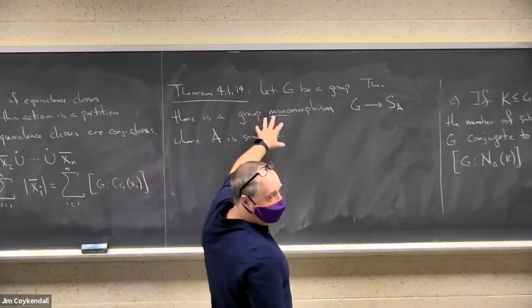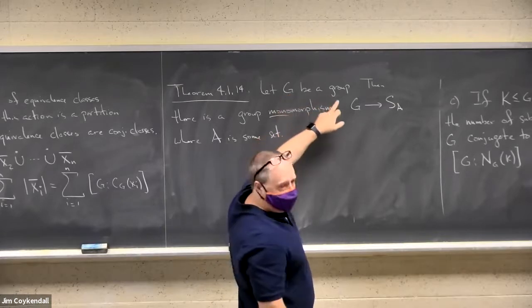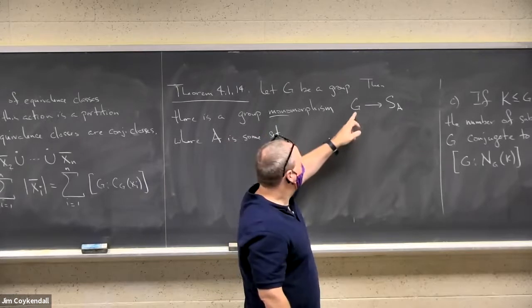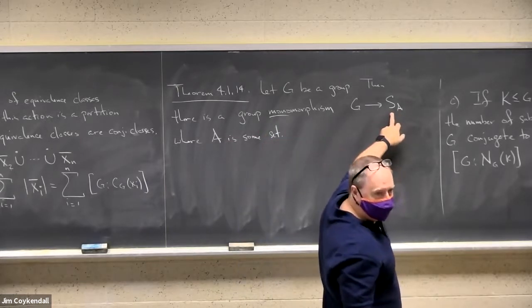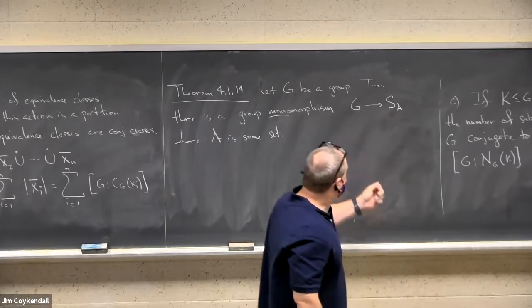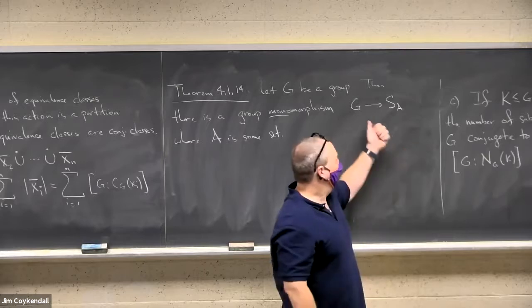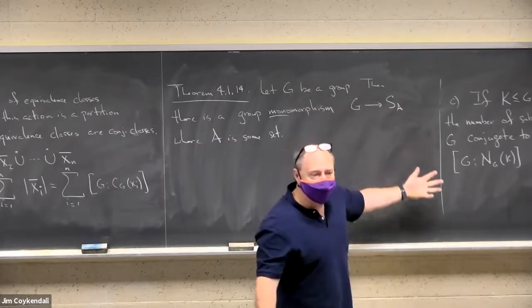This is a really kind of cool theorem. What it says is if G is any group, then there is a 1-to-1 group homomorphism from G into some permutation group on a set. So in other words, since this is 1-to-1, any group that you could ever encounter, you can think of as a subgroup of a group of permutations.